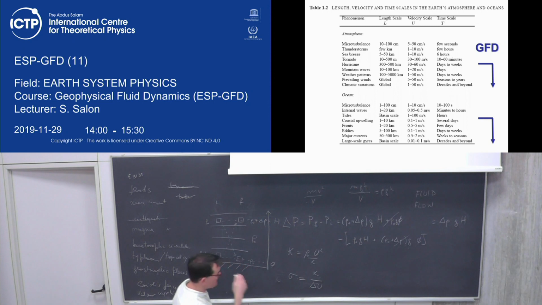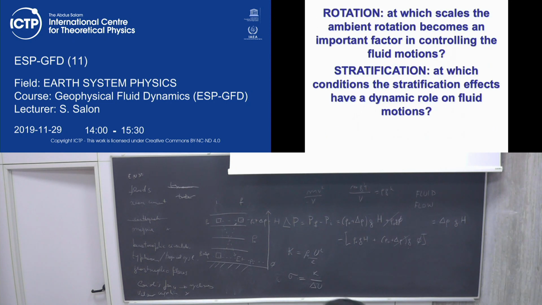So these are going to tell us how stratification will affect the dynamic. So I can have three cases. I can have sigma of order 1, sigma much smaller than 1, or sigma much larger than 1. So now we have to say when, in these three cases, the stratification is important.